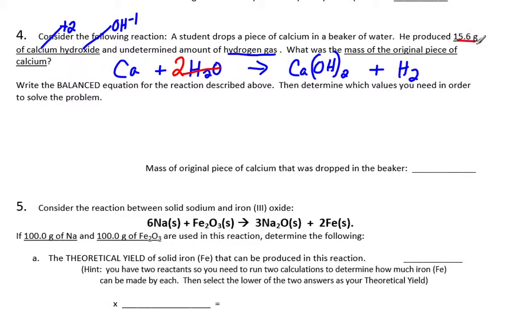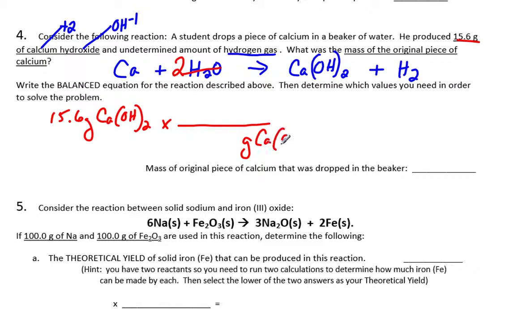We know we're going to start with the number given in the problem, 15.6 grams of calcium hydroxide. Make sure you write a number, a unit, and a formula. Get it down here because we want it to cancel out. And then what are we looking for on top? What's the mass of the original piece of calcium? How much did this kid put in there? So grams of calcium. So then we look at our balanced equation and ask, what would these numbers be if I did fill out a table?